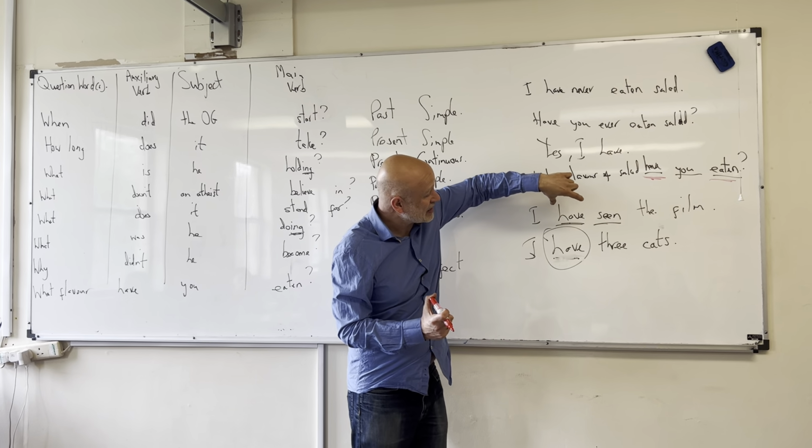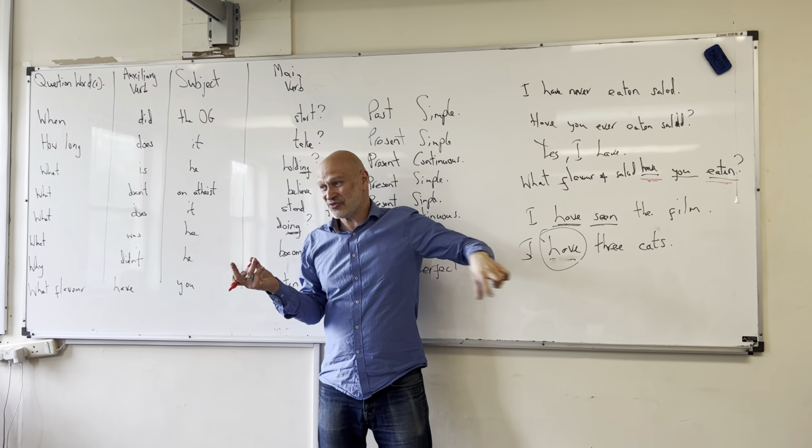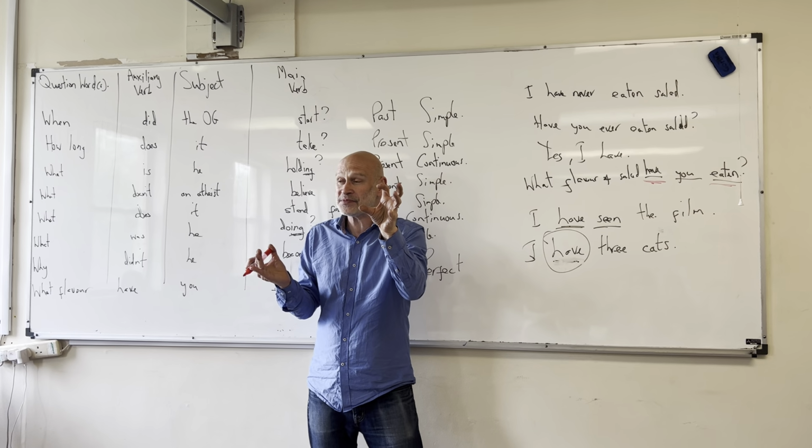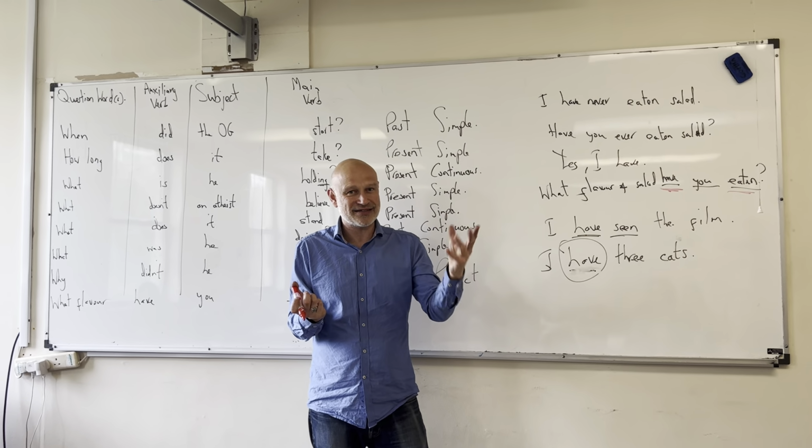Present perfect needs have or has plus a past participle. So always check the two verbs, and if there's only one, it's going to be a main verb, and then we need to check what tense it is. Well done.